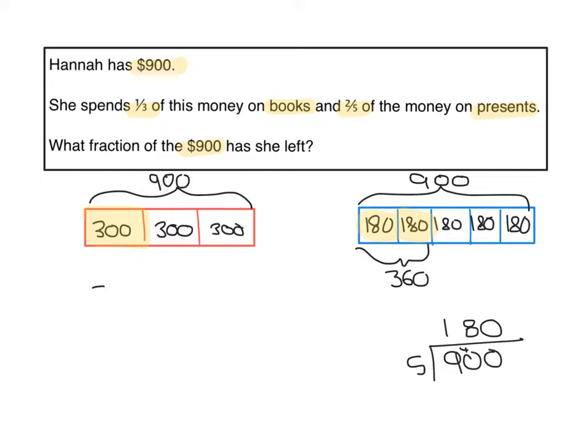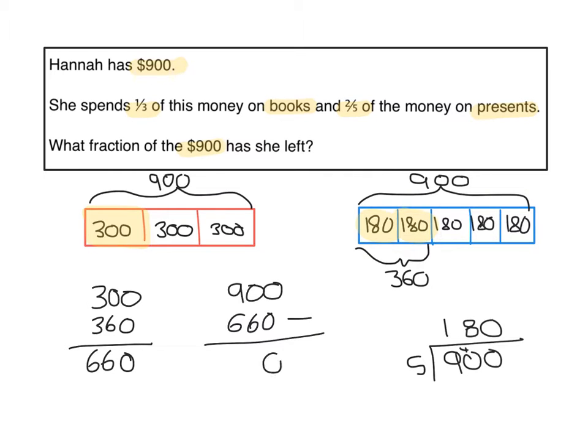Let's add those together. 300, 360. So altogether she spent $660. So how much has she got left? I need to do 900, take away what she spent, which was the 660.